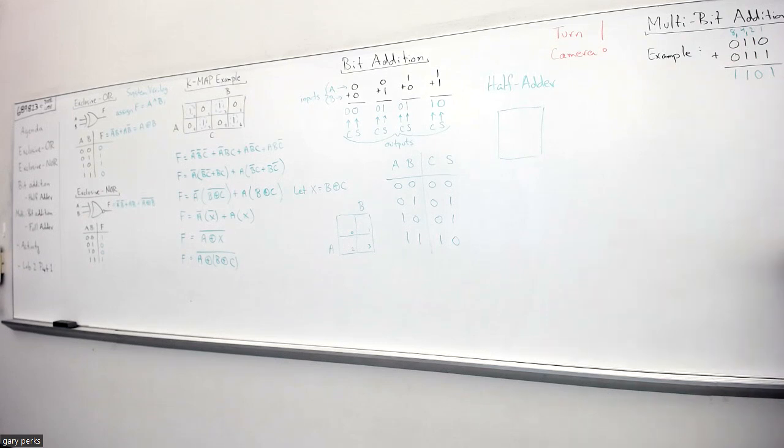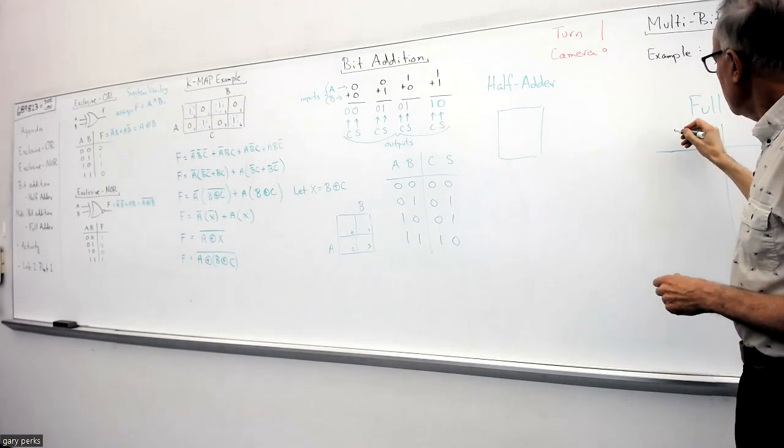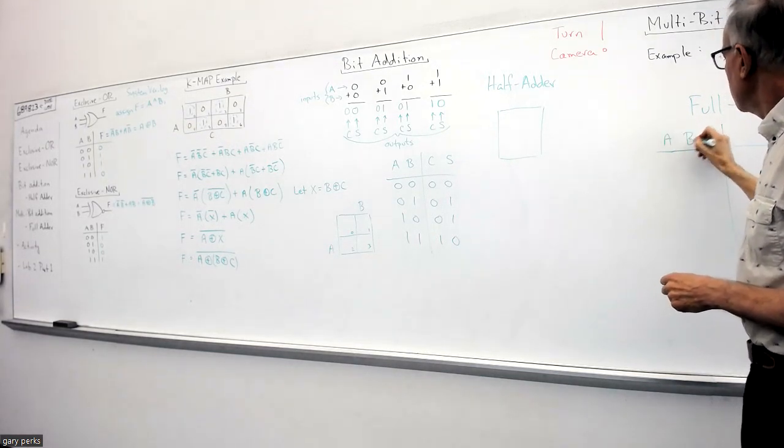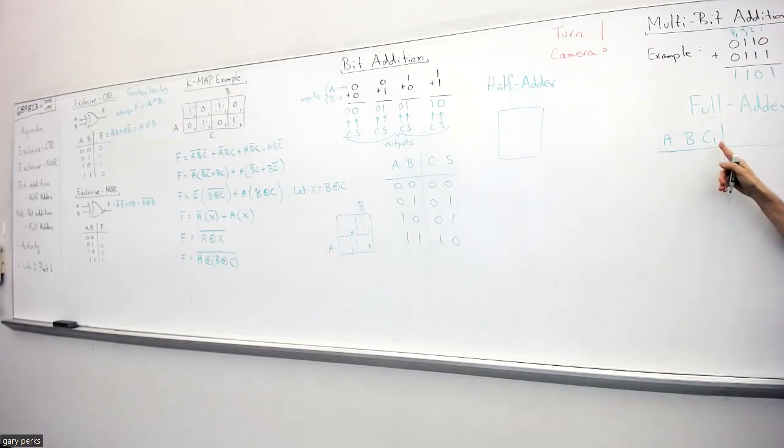Okay? Well, fortunately, there's another logic circuit called a full adder. And a full adder has 3 inputs. So a full adder can add like 1 plus 1 plus 1 or any 3 inputs. Okay. In fact, this is what the truth table of a full adder looks like. You have 3 inputs. And often the third input is labeled CI. It also has 2 outputs, just like the half adder does.